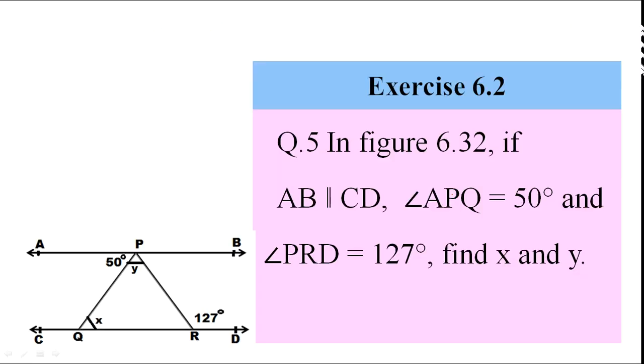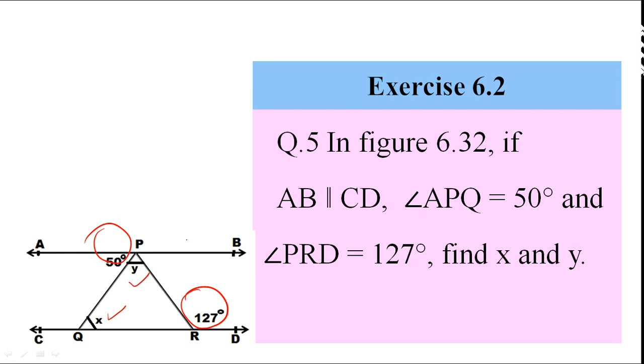The next is question number 5. In figure 6.32, that is the name of the figure, if AB is parallel to CD, these two lines AB and CD are parallel to each other. APQ is 50 degrees. In the diagram it is visible. You can see APQ, this is 50 degrees, right? And PRD is 127 degrees. Find x and y. This is x and this is y. These two angles have to be calculated.